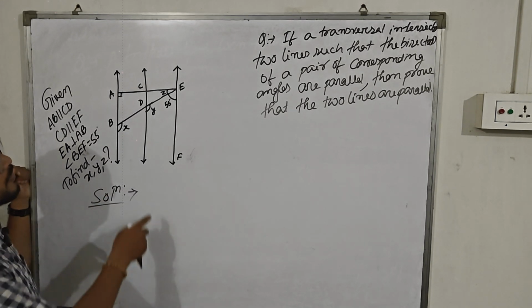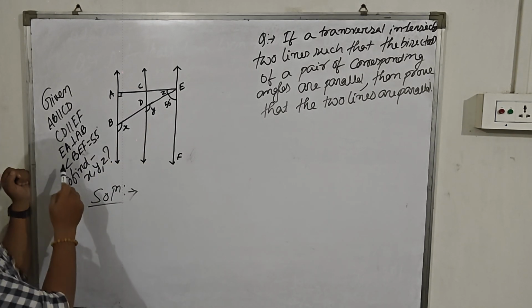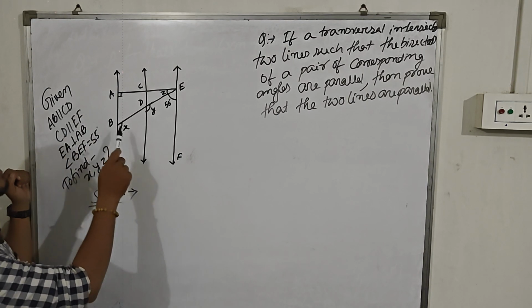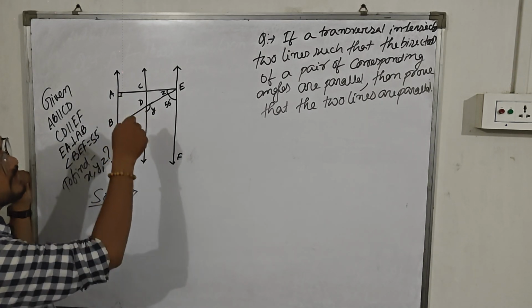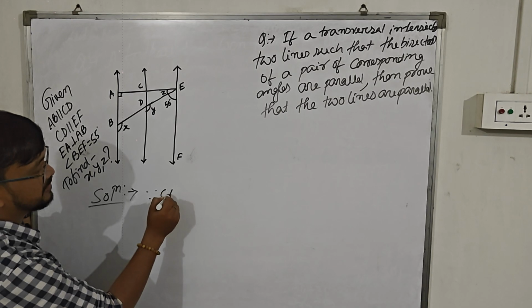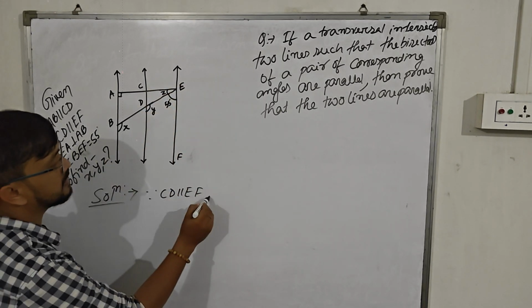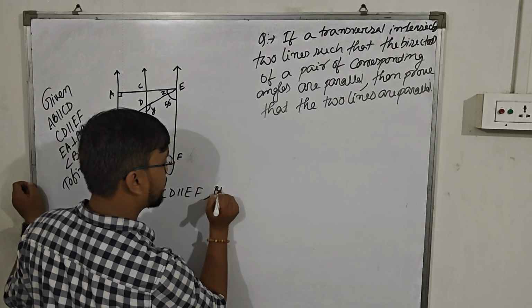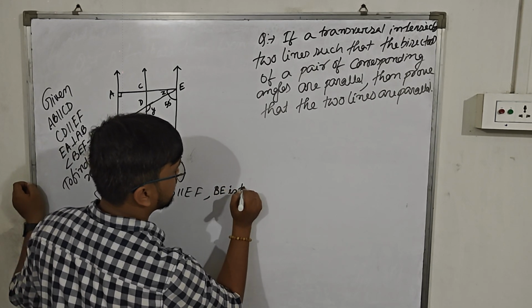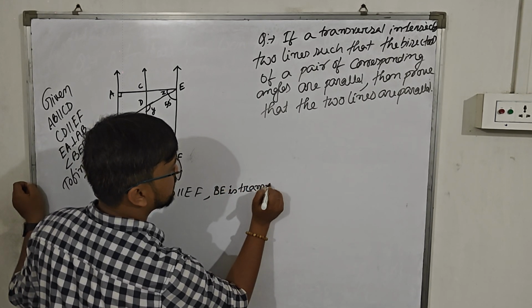First of all, I will find Y. You write here what is given: AB parallel to CD, CD parallel to EF. This CD is parallel to EF. Since CD is parallel to EF, for this, which one is the transversal? BE is the transversal.